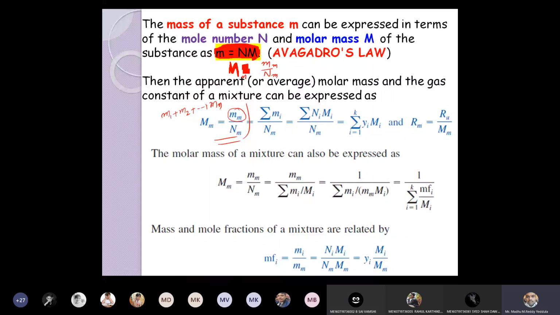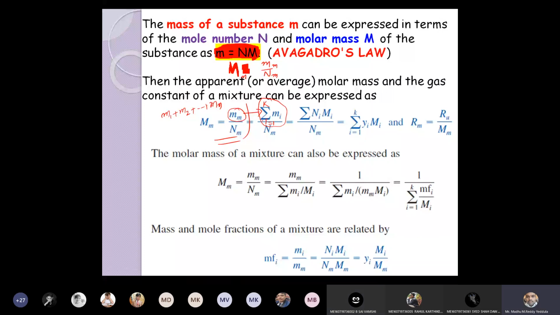Let us assume there are k components. Then I can write m as the summation of mi, where i is varying from 1 to k, because for the mixture I am writing in terms of summation form. m can also be written like this. Do you have any doubt in this one?